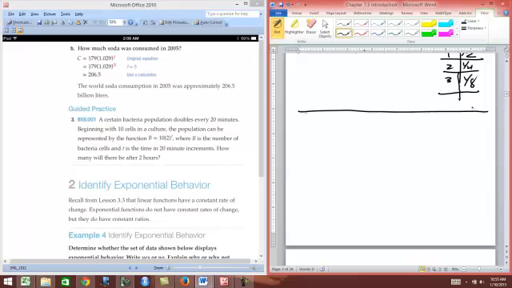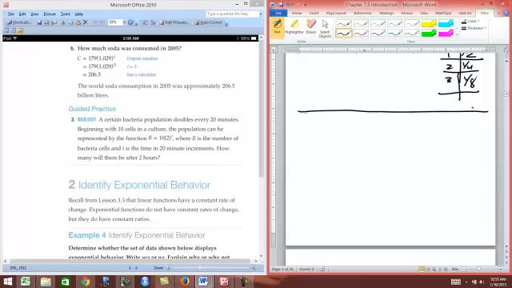Okay, beginning with 10 cells in a culture, the population can be represented by the function B. B is how many bacteria there are. We're having that instead of Y. B equals 10, that's the starting point, that's A, times 2, that's the rate of growth. It doubles. That's B, to the T. T is increment of time in 20 minutes.